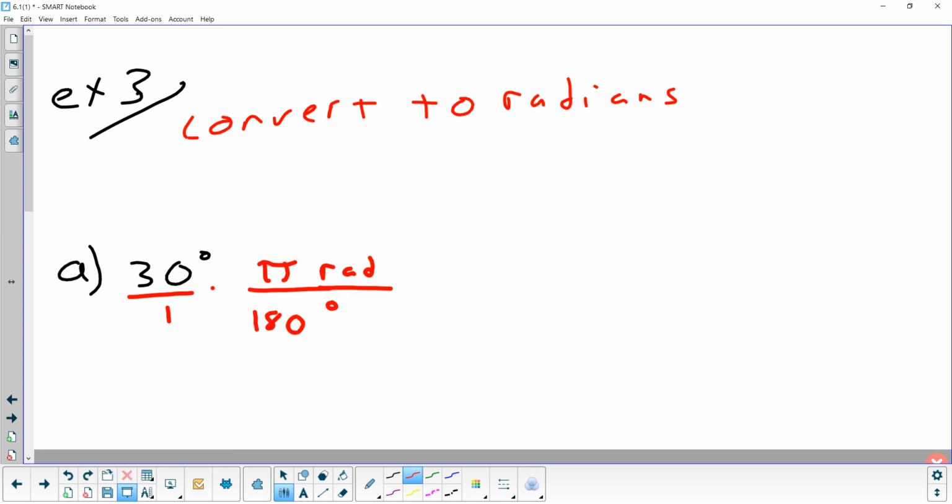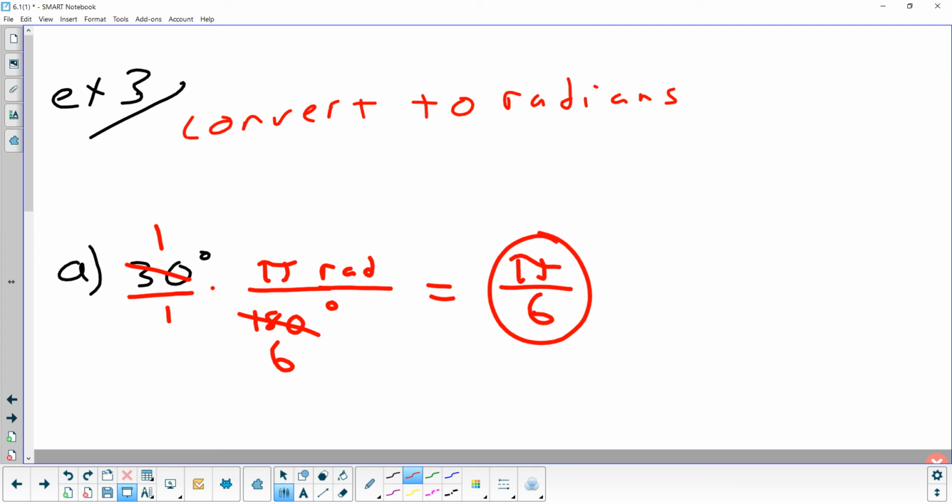Now, we just reduce what we can. Most of the time, you're not going to round these off to decimals. 30 goes into itself once. 30 goes into 180 how many times? 6. So the final answer here is pi over 6. And that's how you write the final answer.